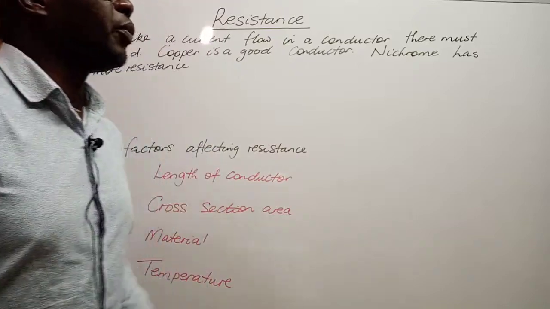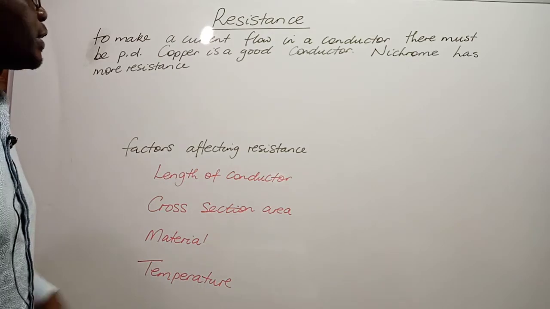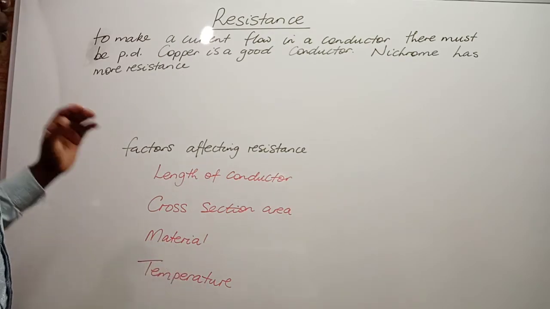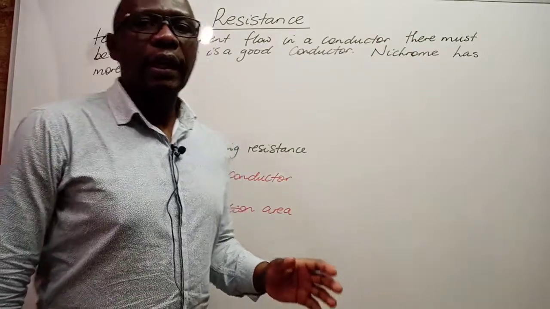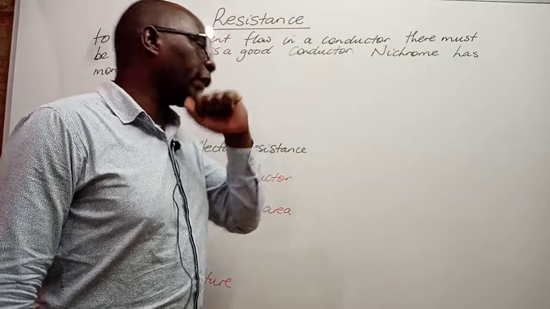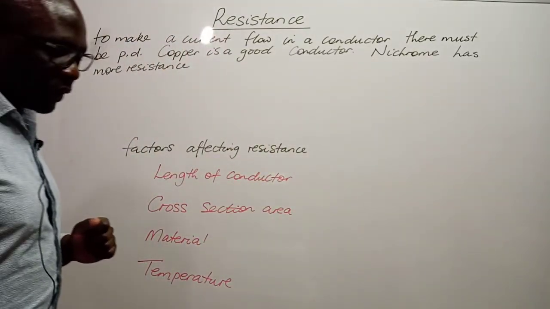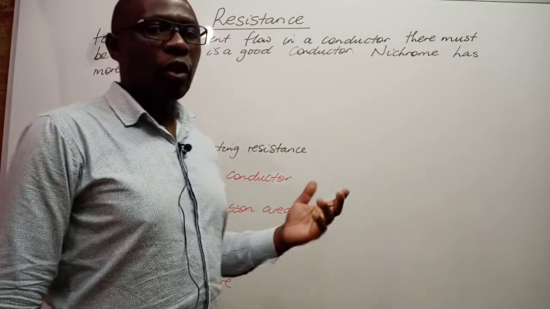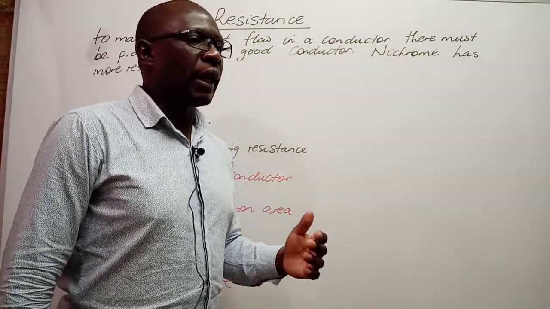So in this lesson we are learning about resistance, right? To make a current flow through a conductor, there must be a potential difference across the conductor. And conductors are different. Conductors will offer varying resistance.